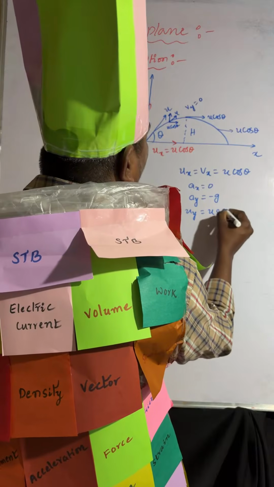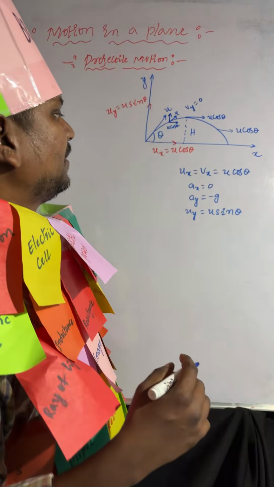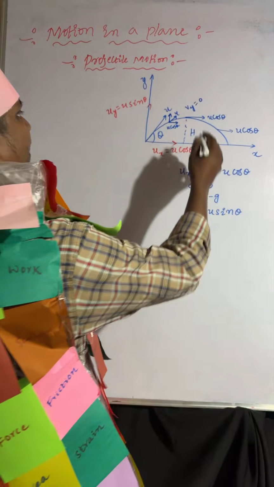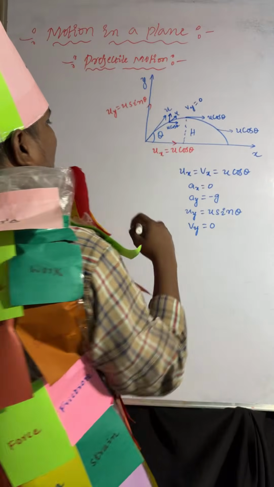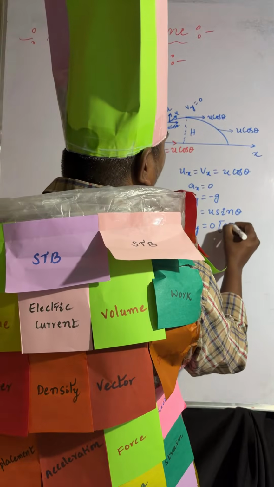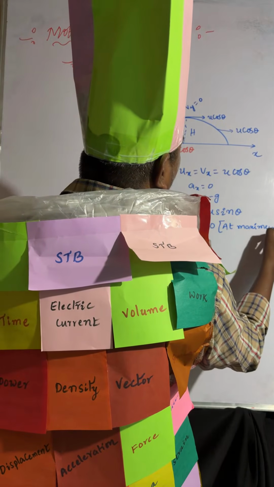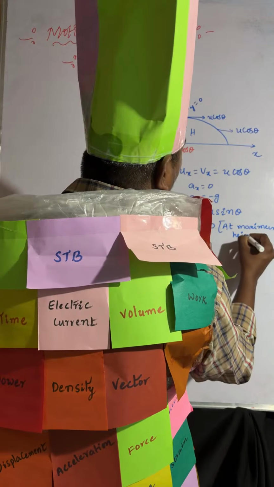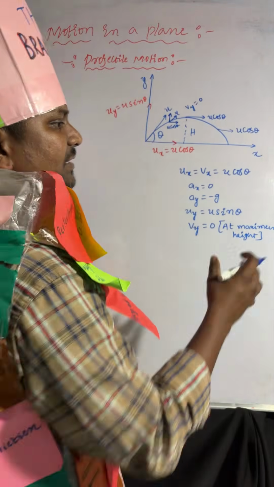uy equals u sin theta, and Vy equals 0 at maximum height. Understood? I hope it is very clear. So these are the points.